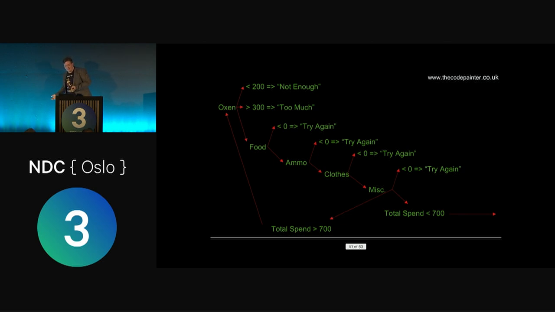But I wish it were that simple, but it is not. Trust me, I've tried. Now, ammo, yeah, and then clothes and miscellaneous. Again, all of those have the same validation message. And that is simply that you have to try again if you entered a negative value. And then finally, we do our total spend check, and if you have spent over $700, you go back and do the whole thing again in sequence.